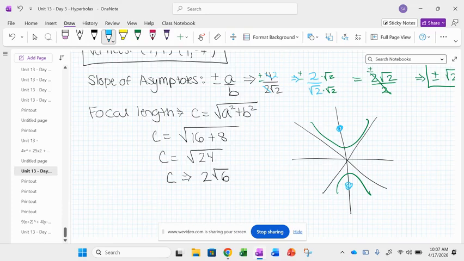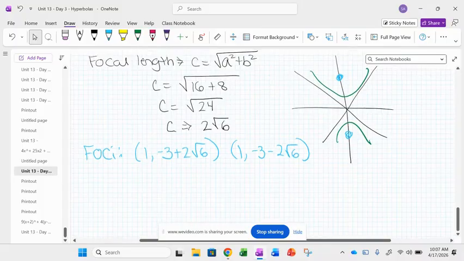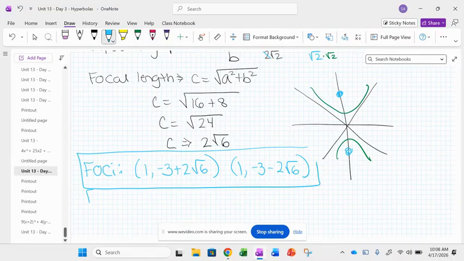To the y coordinate. So now the foci will be my center point, which is 1, -3, but it's going to be 1, -3 plus 2 root 6. And then 1 comma -3 minus 2 root 6. And we can't simplify that, so you leave it just like that.